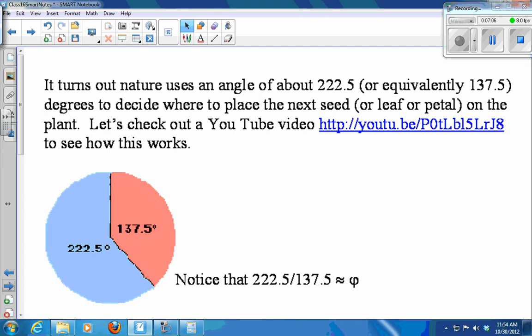So it turns out nature uses an angle of about 222.5 degrees, or equivalently 137.5 degrees, depending on which direction you go, right? You're going to end up in the same place. And that's how it decides where to put the next seed or leaf or petal on the plant.